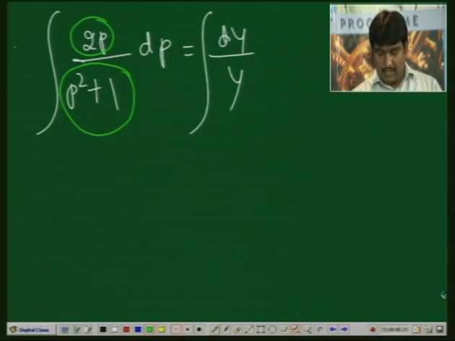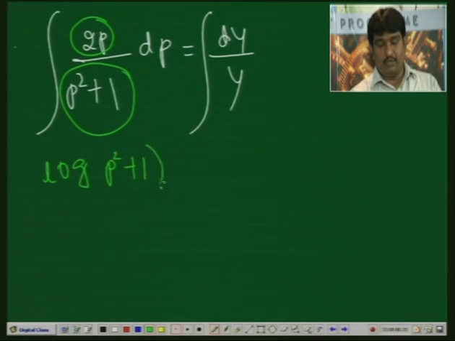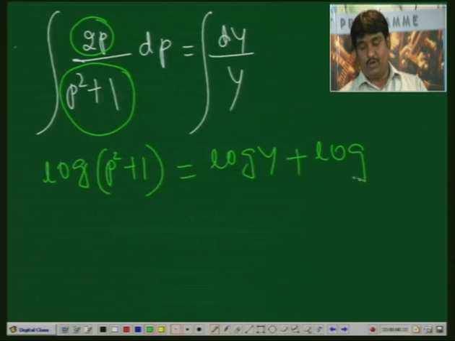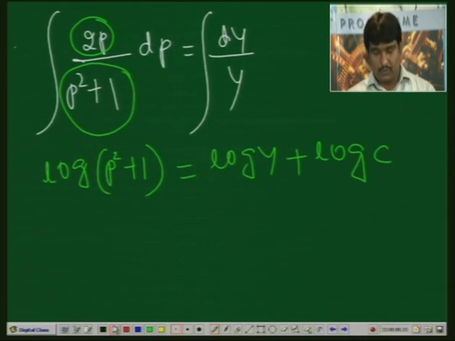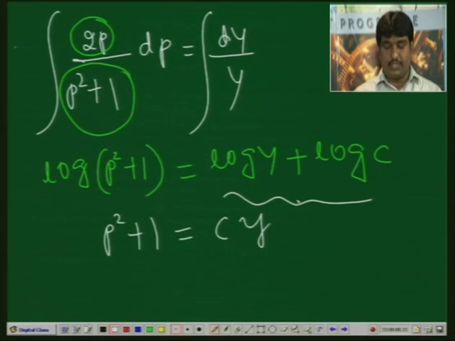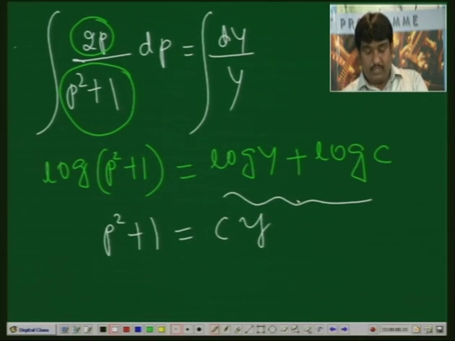You can write this as log of p square plus 1 equals to integration of 1 by y, which is log y plus some arbitrary constant, I will write that in terms of log c. So this implies you can write this log y plus log c as log cy, which makes p square plus 1 equals to cy. Therefore, p square is cy minus 1.